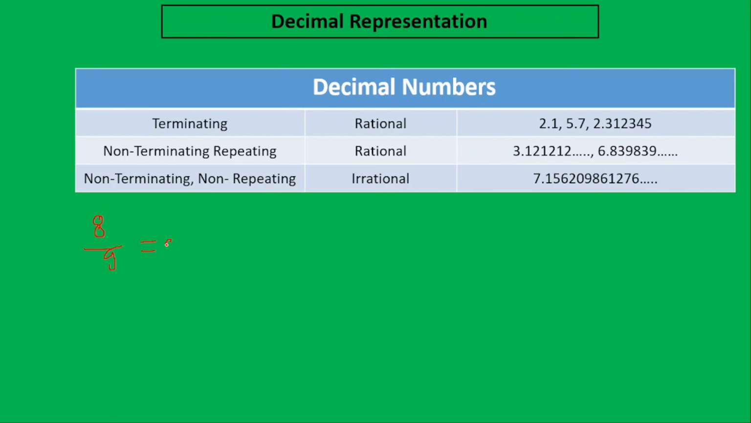Now another example, 8 by 9. 9 times 8, 72. So 0.88, 8 will keep on coming, 8 will keep on coming. Hence 8 by 9 is a rational number. It's non-terminating but repeating. Rational number.